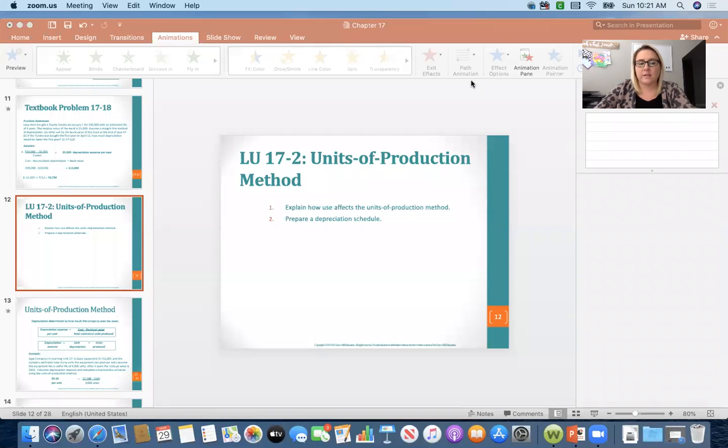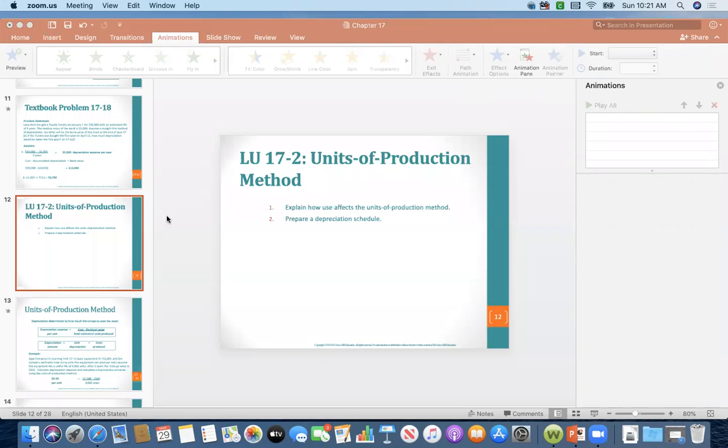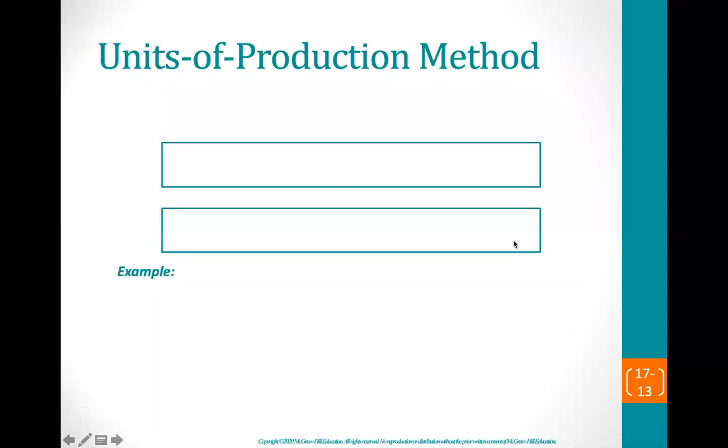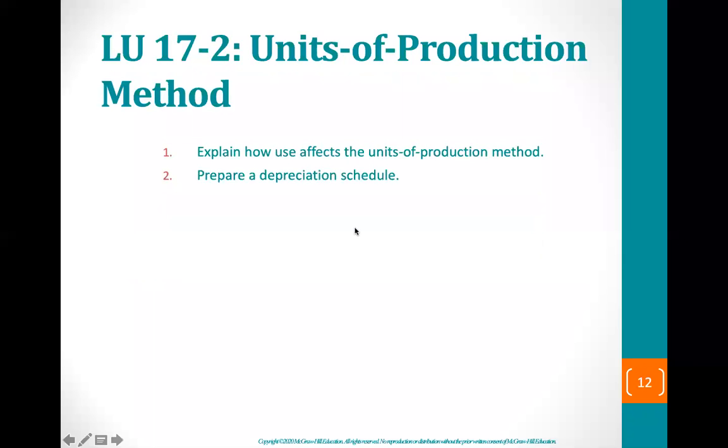Today we will be discussing Learning Unit 17-2. Learning Objective 17-2, Units of Production Method. Explain how use affects the units of production method. Then we will also prepare a depreciation schedule similar to the one that we prepared in the straight line method.